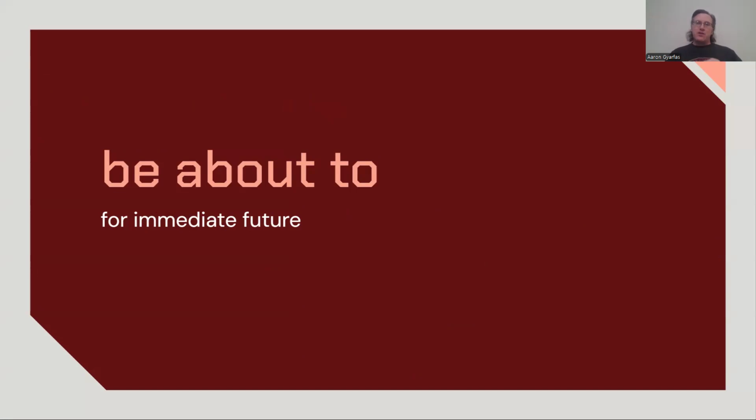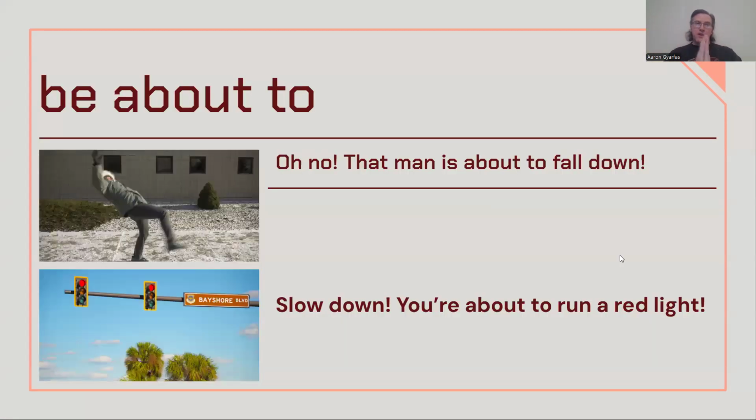The last form of future, sorry, is be about to. And these are to describe things for an immediate future. Something will happen very, very soon, maybe in the next minute or even in the next second. I'm looking at something and I say, oh my God. For example, I see a man walking in the snow. It's slippery. He starts to fall. Oh no, that man is about to fall down.